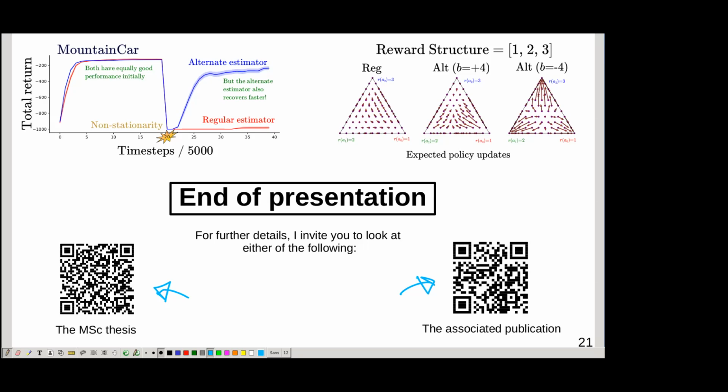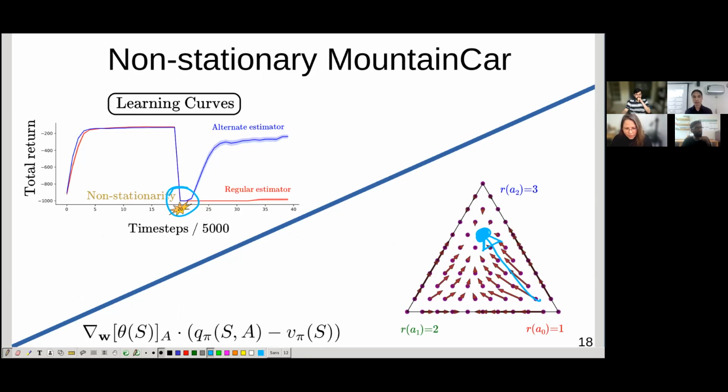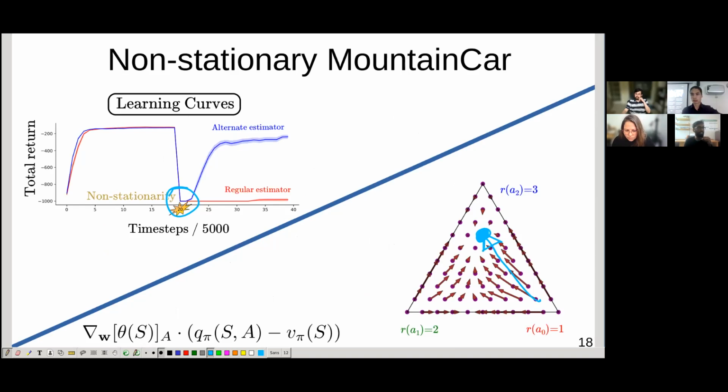Is your alternate estimator to be used to replace the regular one or in combination? In this work, we looked at a replacement. Obviously, one easy strategy to use it in combination would be to just do regular plus alpha, or alpha times regular plus 1 minus alpha times alternate. In this work, we exclusively looked at it as a replacement. I have not studied this combination properly. So this is one way.